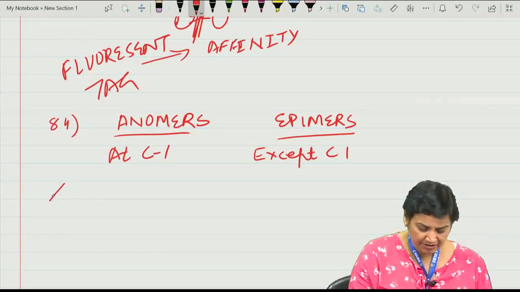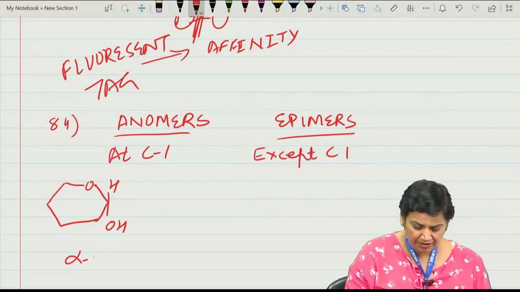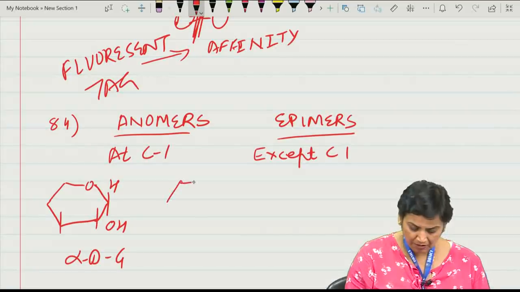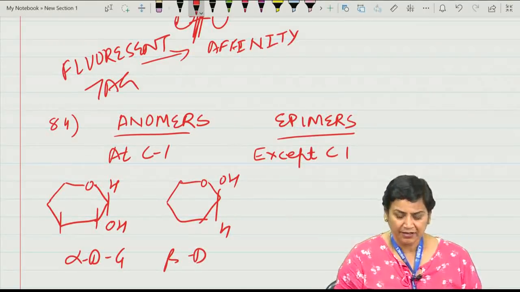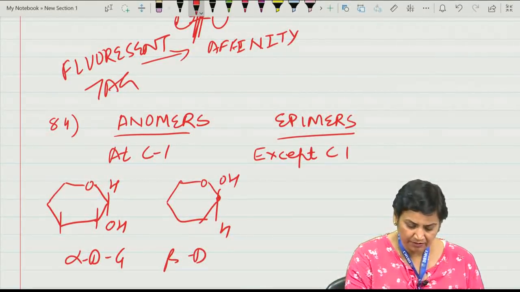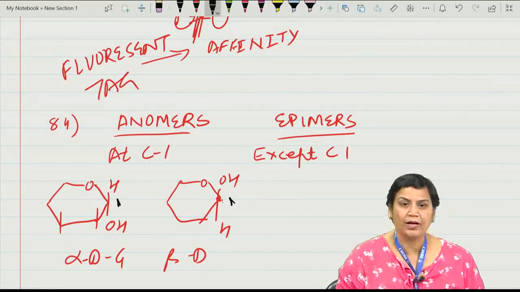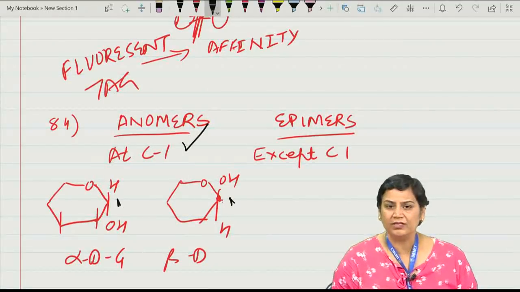Just suppose anomers, the structure of this anomer is say alpha D glucose and beta D glucose. Here you can see the difference is only at carbon 1. Difference will be only at carbon 1. So they will be linked as anomers.